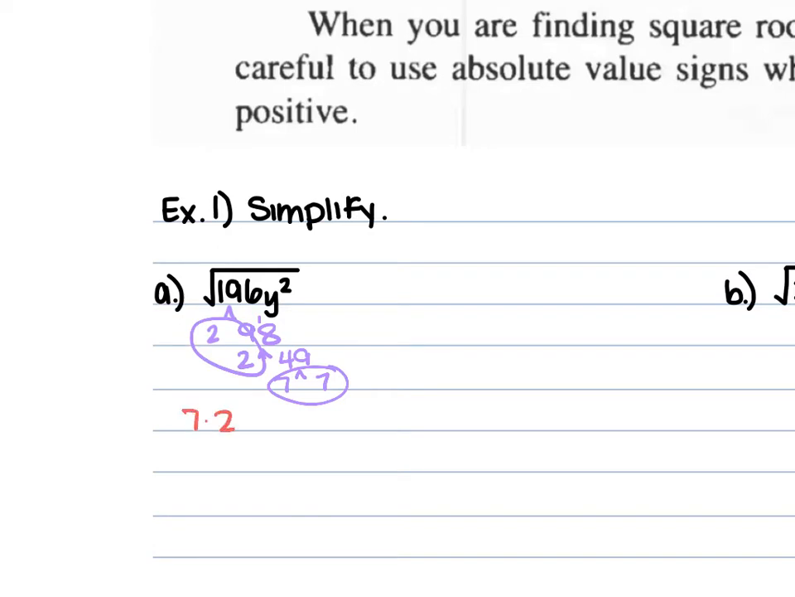And then we have the square root of y squared. That square root of y squared is the same thing as y times y. So if we have a pair of y's, we're going to multiply that by y as well. 7 times 2 is 14, times y is 14y. So our answer would just be 14y.